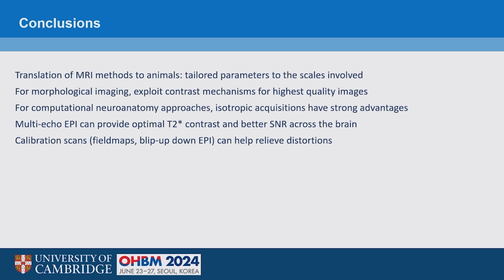about the particular angle of the head. It's easier to compare differences between individuals. Techniques such as multi-echo EPI can give you optimal T2 star contrast across the brain, and some extra calibration scans, which don't take very long, field maps, blip up-down EPI, they can help you relieve distortions.